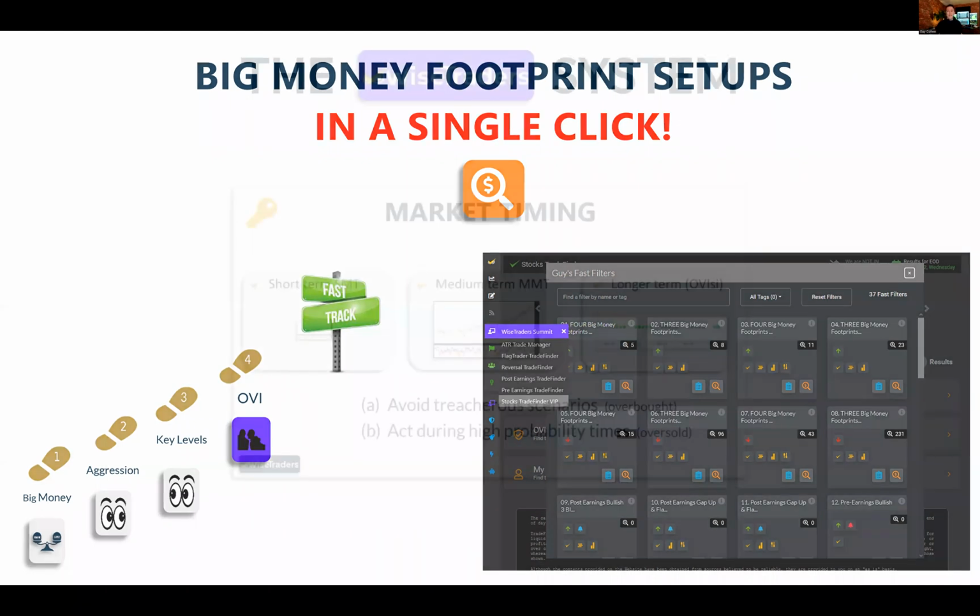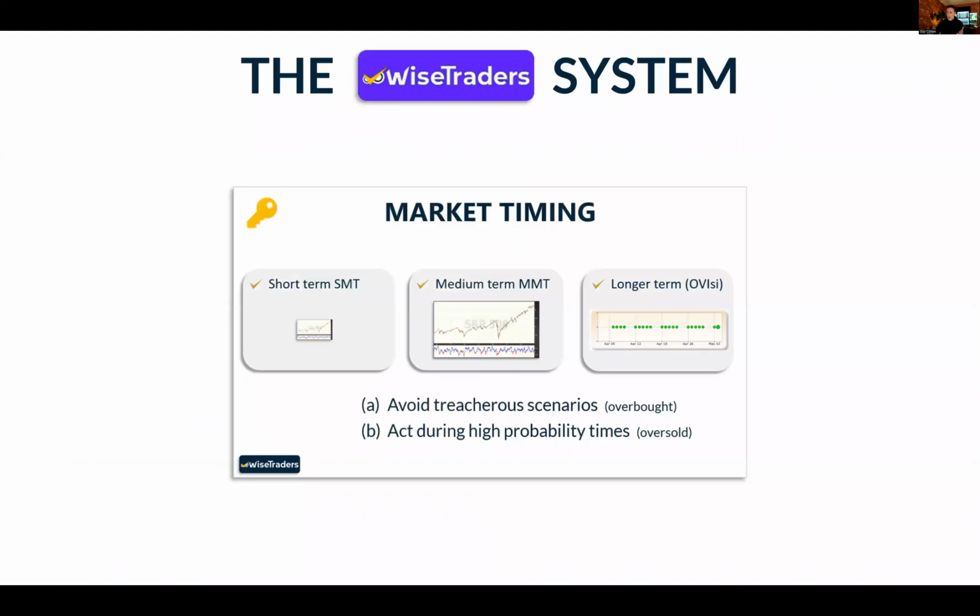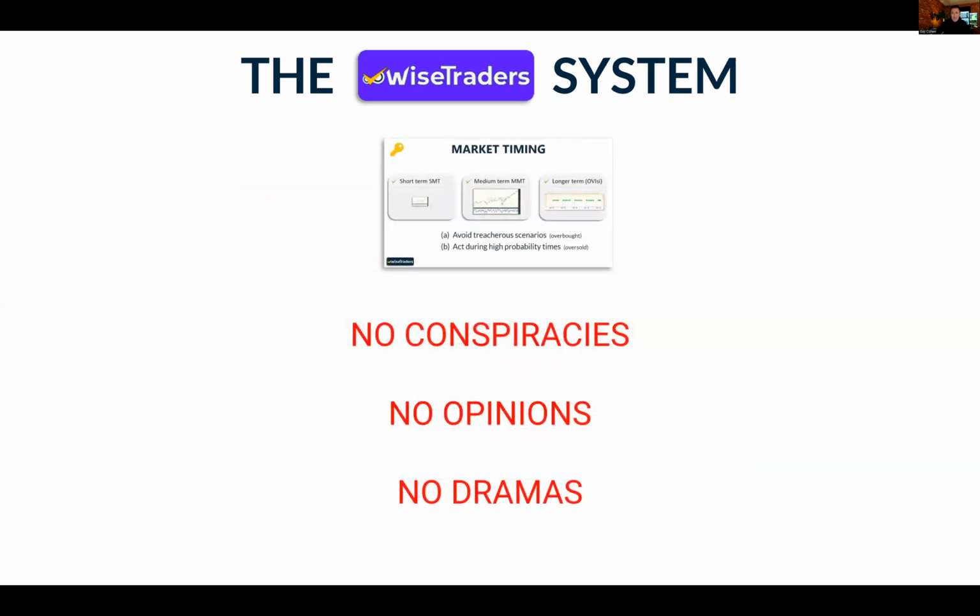So market timing, we look at short, medium, and long-term indications. And when I say indications, I mean indication, not necessarily indicator. The main thing we want to do is avoid treacherous scenarios, like I just showed, where the market is clearly overbought. And what we do want to do is focus during higher probability times. Again, I repeat, we don't go into conspiracies, we don't have opinions, and we certainly don't do drama. So who's with me on that? No conspiracies, no opinions, and no dramas. We're trying to read what the market's doing.